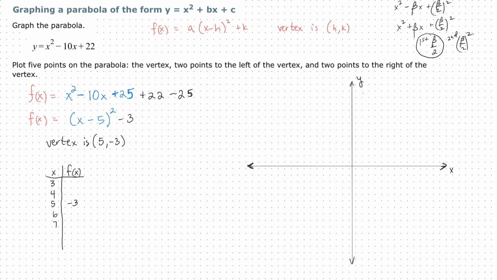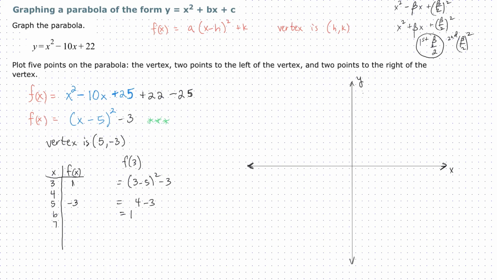And then why don't we try 6 and 7? And then, of course, all you're doing here is evaluating. You could go back to this function here and evaluate f of 3. I'll do one of these, so that you get the hang of it. F of 3 is going to be quantity 3 minus 5 squared minus 3. So that's negative 2 squared, which is 4, minus 3, which equals 1. So that gives you 1.